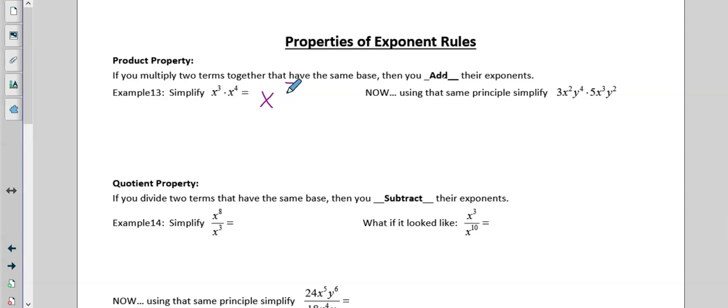Now using that same idea, we're going to do this. We're going to multiply 3 times 5 and you get 15. x squared times x to the 3 is going to be x to the 5. y to the 4th times y squared is going to be y to the 6th. And that's it.